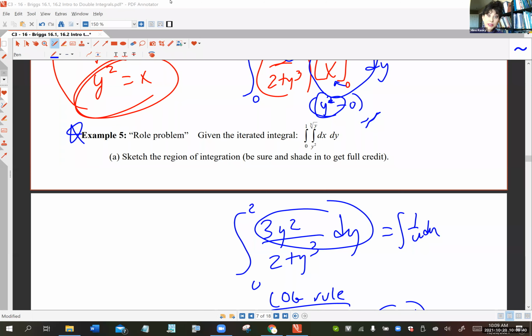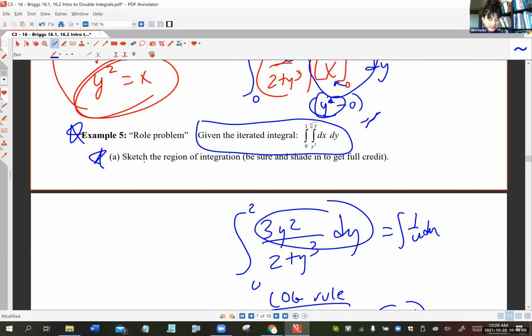Welcome to another fabulous day of Calculus 3. We're going to wrap up double integrals today, so we've got a lot to do. So take a look at example 5. We're given a double integral right here, and they want us to do some things.